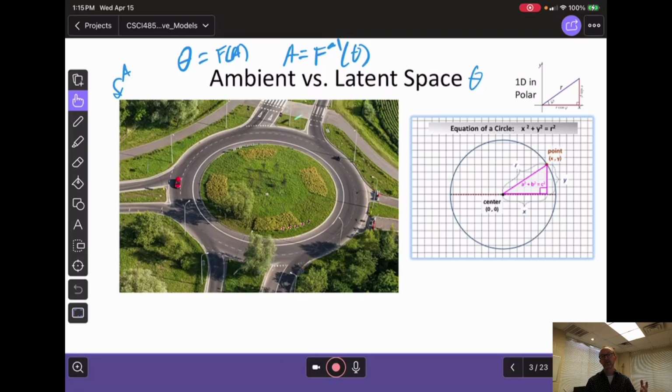The idea is we want to learn these mappings from the ambient space to the latent space, and one of the primary objectives for that is often to do generative modeling. So you also generate things by plugging in reasonable values from the latent space and then being able to extrapolate those out to the ambient space.